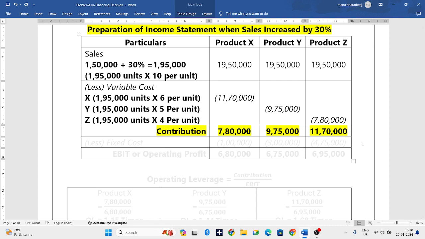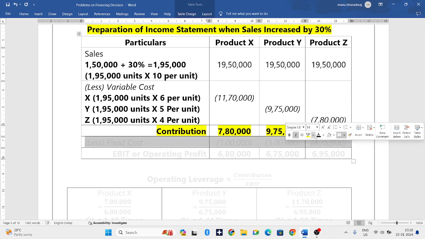19,50,000 minus 11,70,000 will be 7,80,000. 19,50,000 minus 9,75,000 is 9,75,000. 19,50,000 minus 7,80,000 will be 11,70,000. This is our contribution. Now we have to reduce fixed cost.